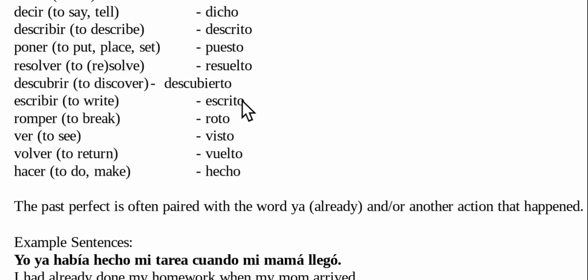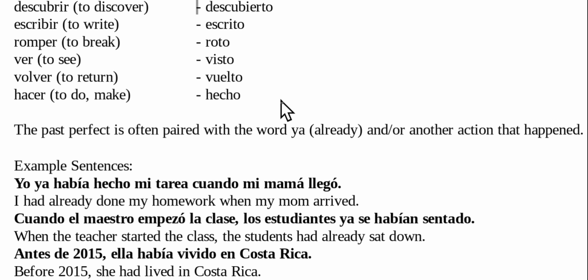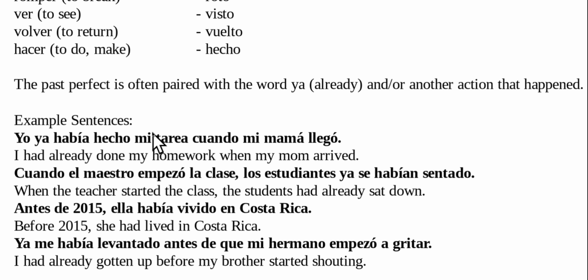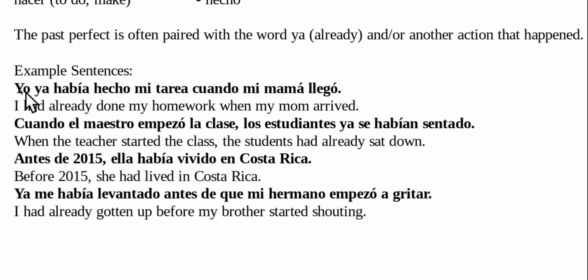And what I'm going to do for you is give you an activity to practice. But before I do that, I want to show you some examples of what it would sound like, and point out that the past perfect is often paired with the word ya and another action that happened. So here are some examples. You'll get the idea pretty quick. The first one is yo ya había hecho mi tarea cuando mi mamá llegó. So I had already done my homework when my mom arrived. The second one, cuando el maestro empezó la clase, los estudiantes ya se habían sentado. When the teacher started the class, the students had already sat down.